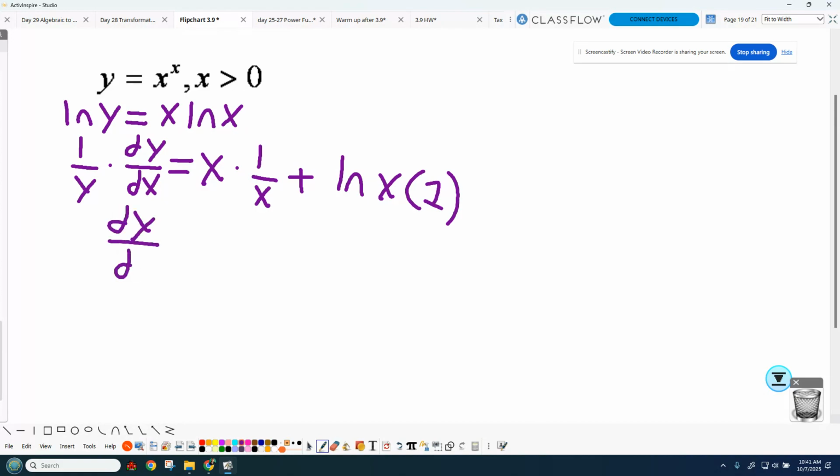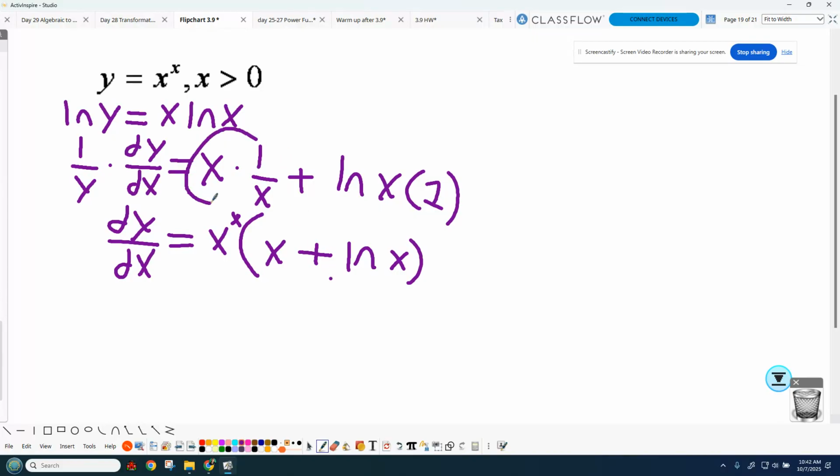Can I skip the step? Yep. Just as long as you use your parentheses. y is now known as x to the x. Okay, one quick thing. Isn't x over x, what is that? Oh, it's 1, sorry. Yeah, 1 plus ln x. That's it.